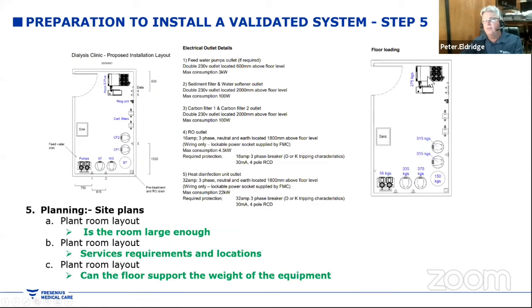We then also need to check the floor loading. So we provide a drawing which has weights on there. And again, this is all a supplier should give you, because we have had a situation in the past where a water treatment system has been installed, come in the next morning and the floor had cracked because the floor was not sufficient to carry the weight of the equipment. So you can see that one carbon filter, for example, is 335 kilos once it's full of water. That's a very small area of weight.